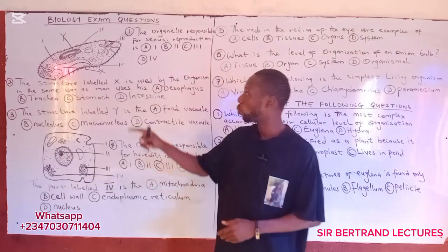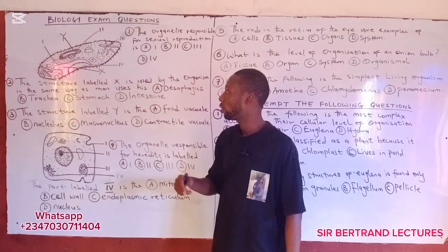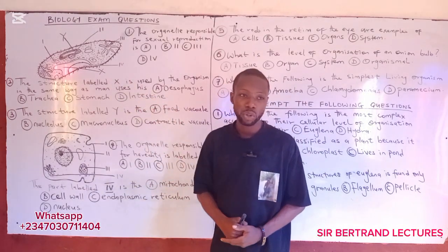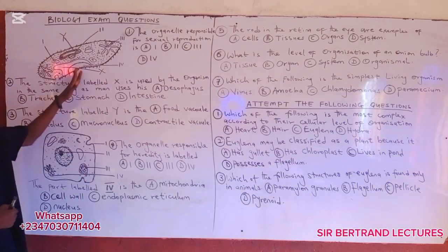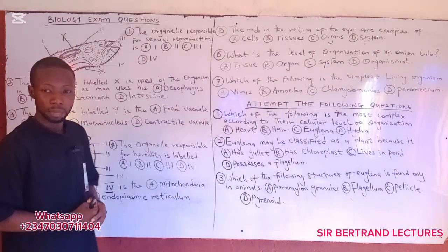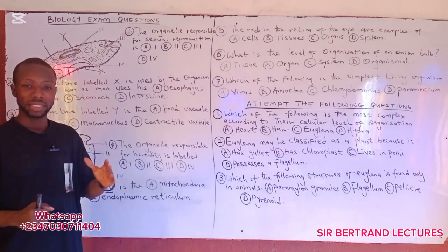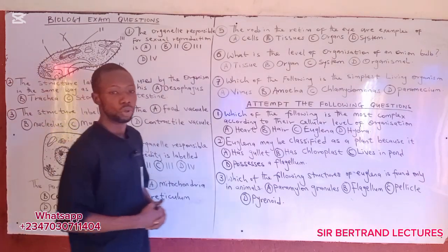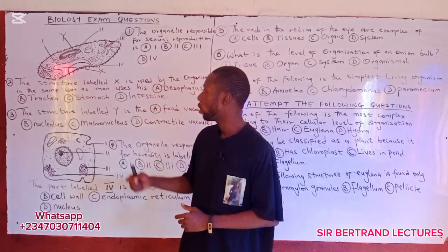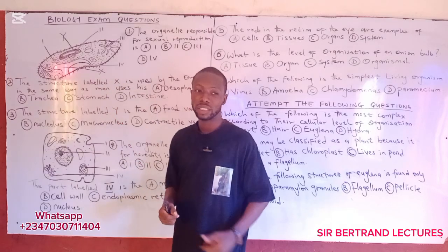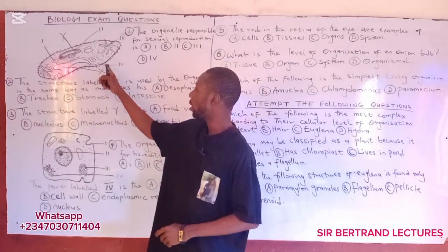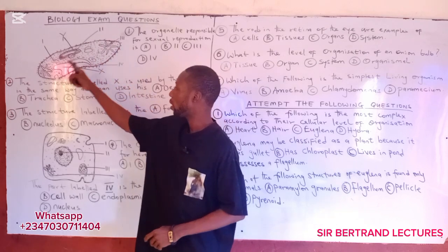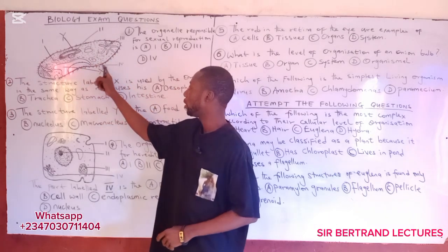You have to answer the question with the diagram. Without the diagram, you cannot answer the question. This is a typical diagram of Paramecium, which has a slipper shape or foot shape. I've discussed this in one of our last videos. I told you that the Paramecium moves by means of cilia.